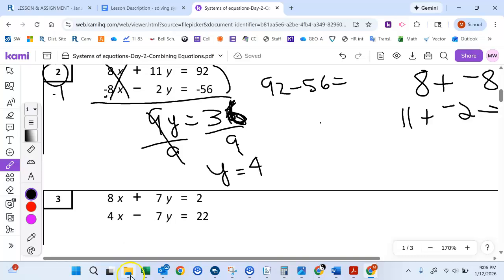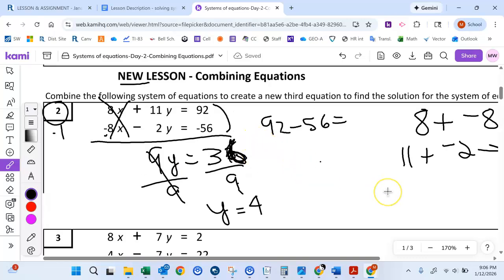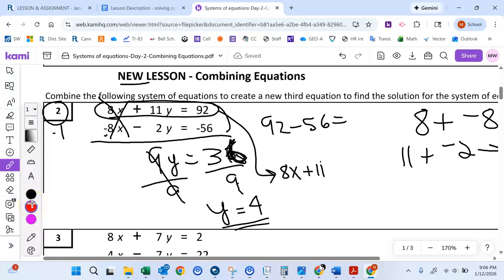Now, that's y, right? But how do we find the value of x? Well, we have to take one of these equations and come back over here. So we know that y is equal to 4, correct? So we have 8x plus 11, but in this case, it's going to be times 4, right?